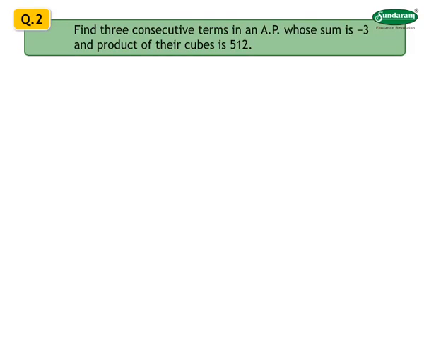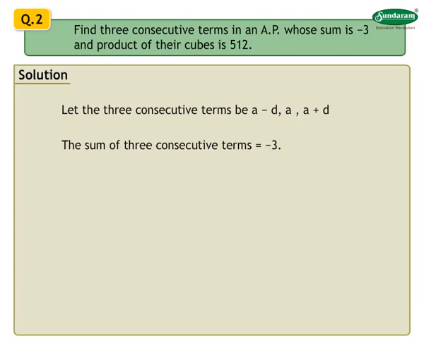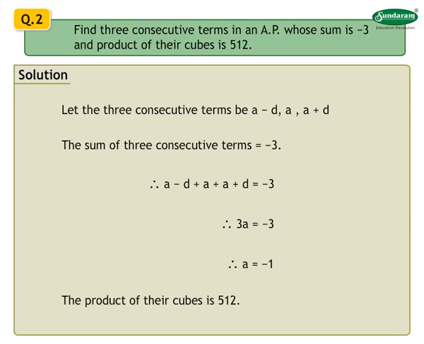Number 2. Find 3 consecutive terms in an AP whose sum is minus 3 and product of their cubes is 512. Solution. Let the 3 consecutive terms be a minus d, a and a plus d. The sum of 3 consecutive terms is equal to minus 3. Therefore, a minus d plus a plus a plus d is equal to minus 3. 3a is equal to minus 3. a is equal to minus 1.